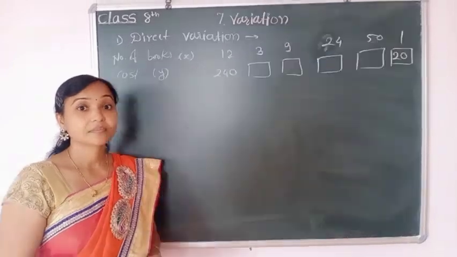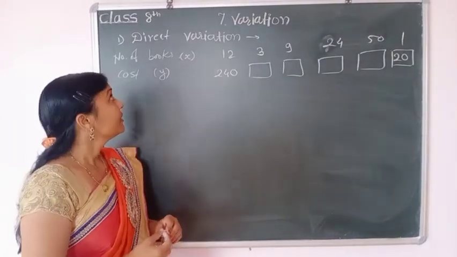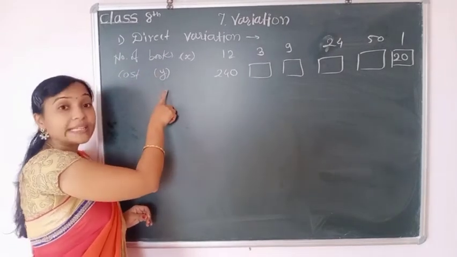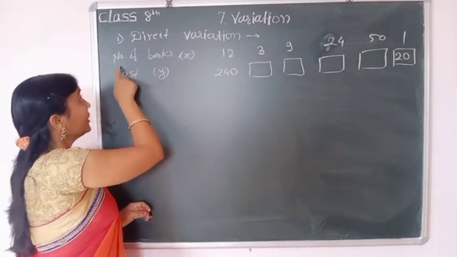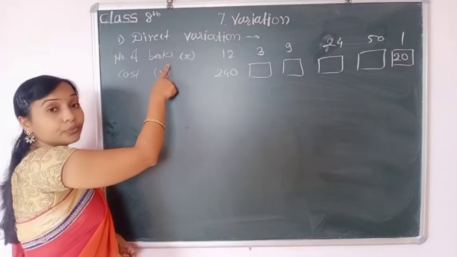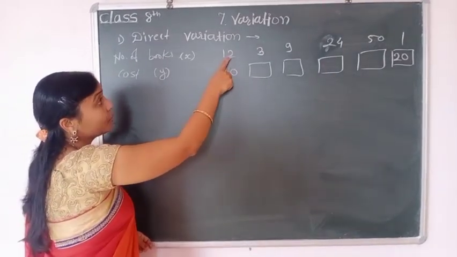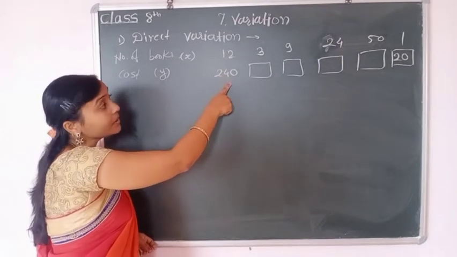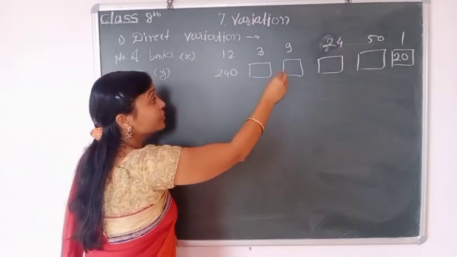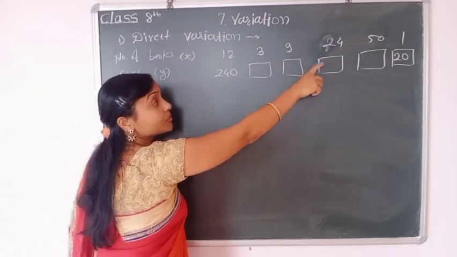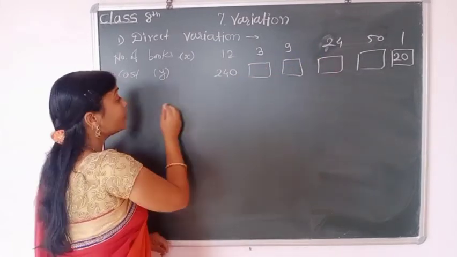Okay. Now we see direct variation. This is a short example in our book. We recall this example: number of books and cost of these books. They give us 12 books for 240 rupees. So we have to find out the price for one book, 3 books, 9 books, 24 books and 50 books. So how do we find out?